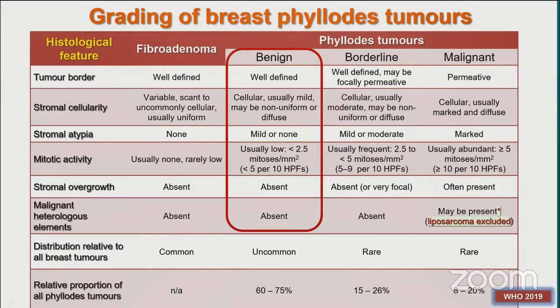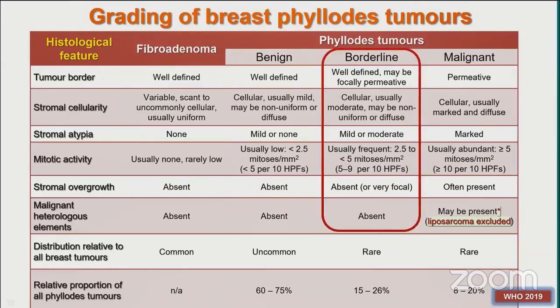So for the benign phyllodes tumor, the tumor borders are well defined. Stromal cellularity is usually mild. There is mild or no stromal atypia. Mitotic activity is low, less than 5 per 10 high power fields, and there is no stromal overgrowth and no malignant heterologous elements.